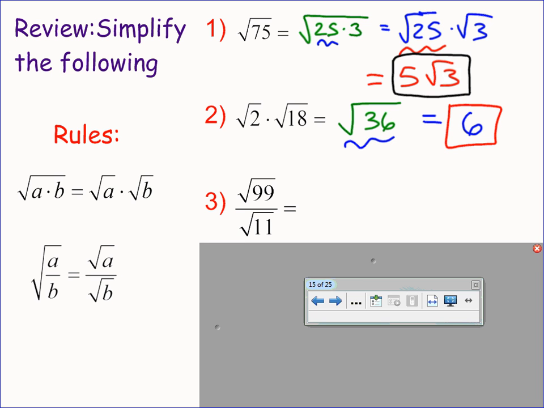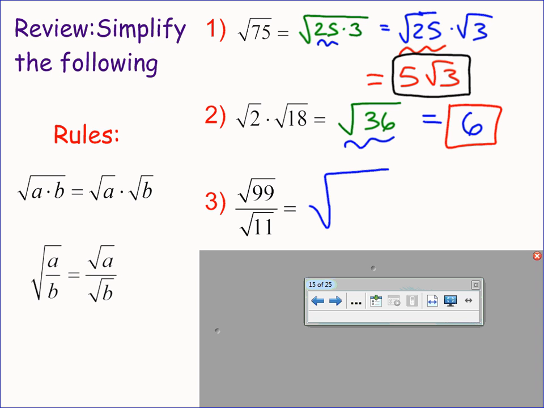That's pretty sweet. I can apply the quotient property in reverse as well. A quotient of two radicals can be rewritten as a radical of a single quotient. Here we go. Root 99 over root 11 is root 99 elevenths.